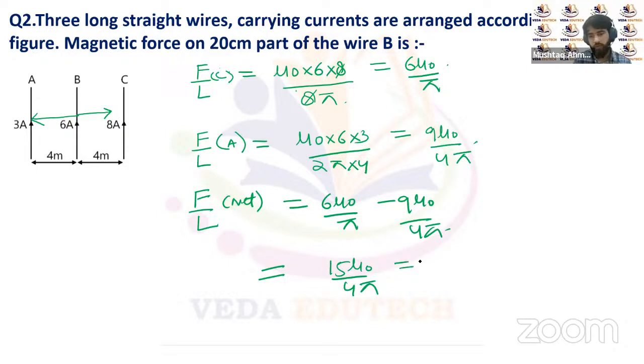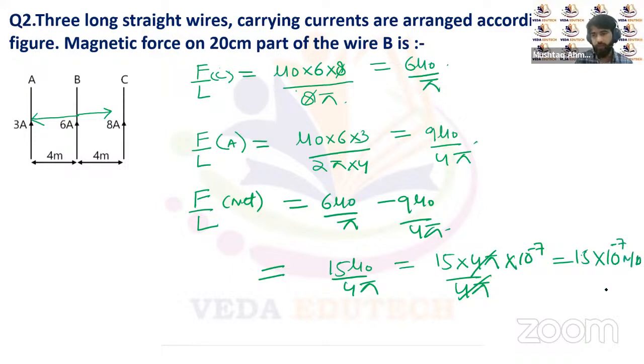So from here, mu naught has the value equal to 4 pi into 10 to the power minus 7, divided by 4 pi. So 4 pi and 4 pi will get cancelled. It will be 1.5 into 10 to the power minus 7 newtons per meter, right?